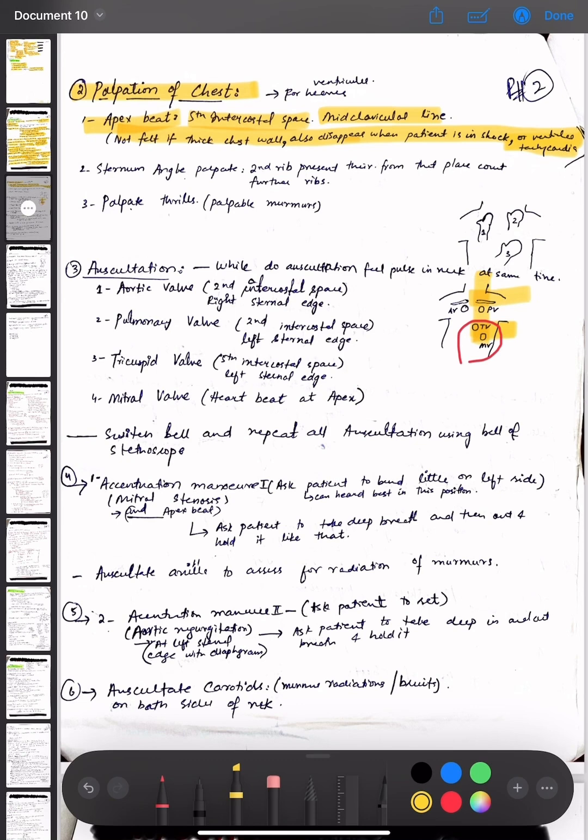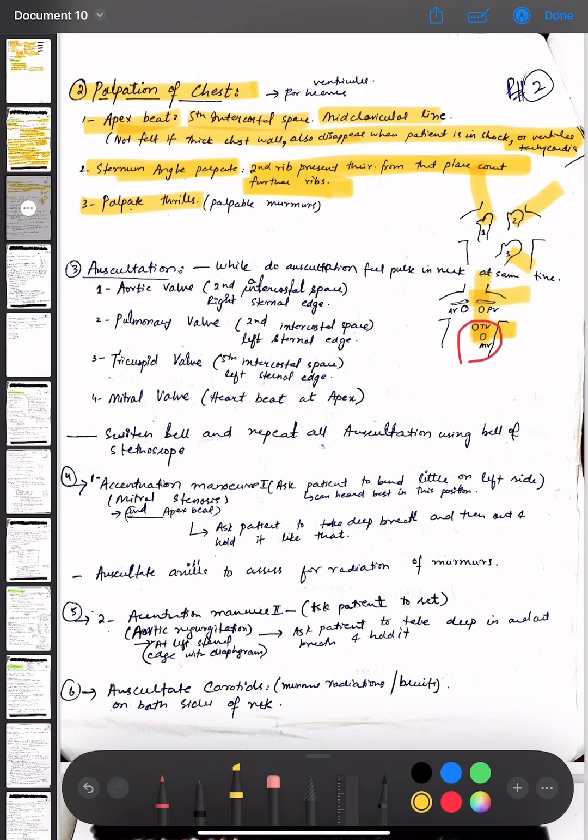Then we will palpate the sternum angle, that is, the second rib is present there, and from that place count the ribs. Okay. Then palpate thrills, that is palpable murmurs. We will look for the palpable murmurs. For palpation, first of all, we will palpate on this position, that is 1, then 2, then 3. We will look for abnormal murmurs if present.